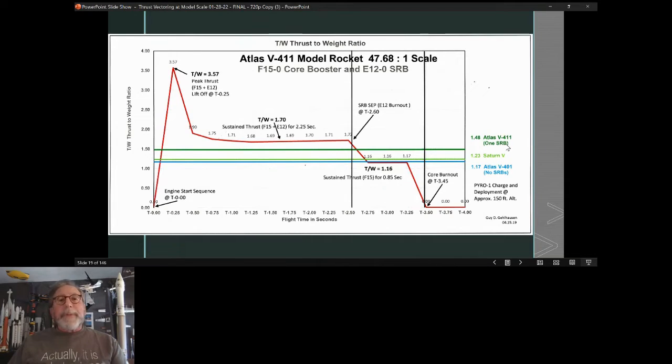So before I even started building this, I had done some modeling on OpenRocket and came up with a target mass, and using these two motors, the F-15 in the core and E-12 in the SRB. So I graphed, using about 1,350 grams as my target, the thrust to weight ratio of what that flight profile would look like. And as you'll see, it turned out to be pretty darn close to how it actually turned out. So I was building a rocket with a target mass and a target thrust to weight ratio as low as possible, or as close to 1 as possible, and still fly and get up in the air.